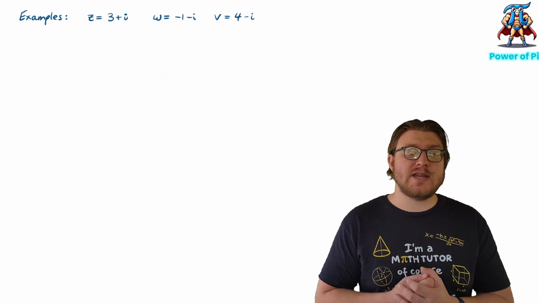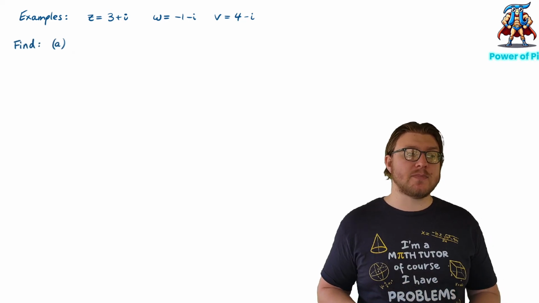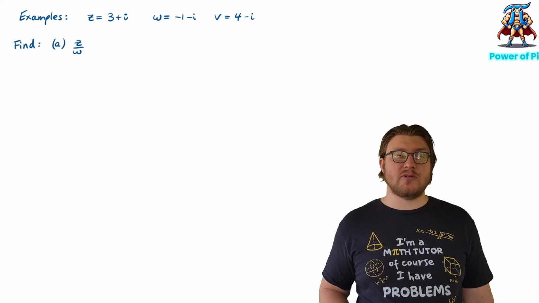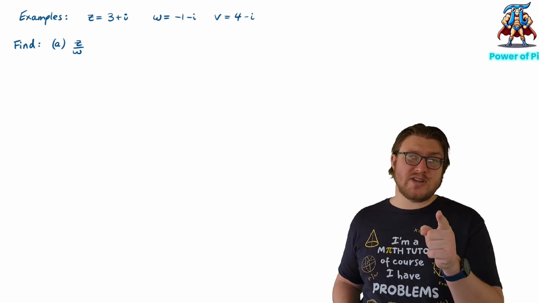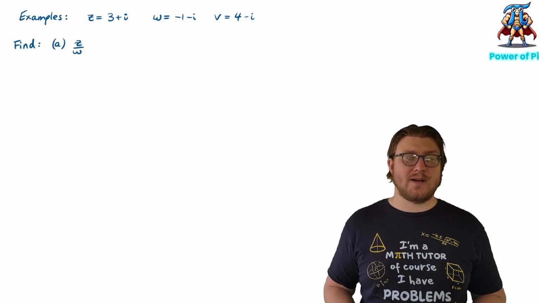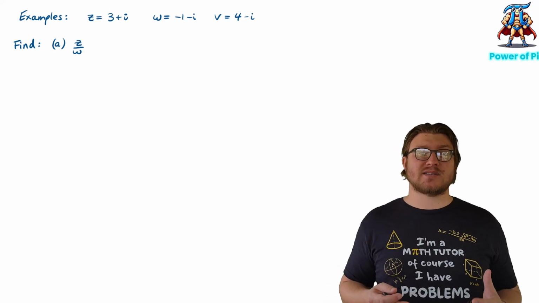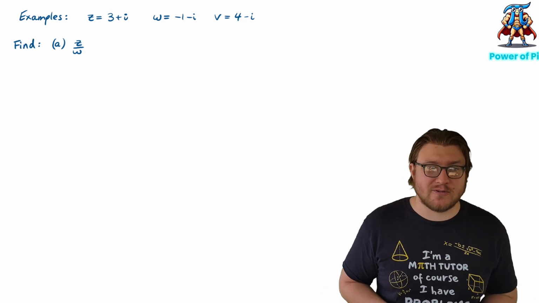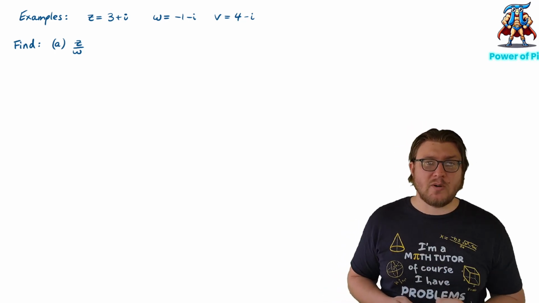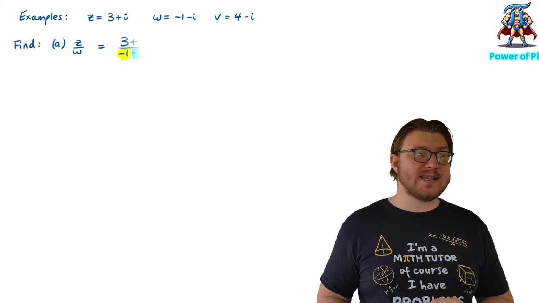Here's 3 examples of complex numbers. Let's find z over w. And again, make sure you pause the video right now, get your pen and paper, and try this on your own, so you can get the maximum potential learning from this video. All right, hopefully you did try this. So let's have a look.